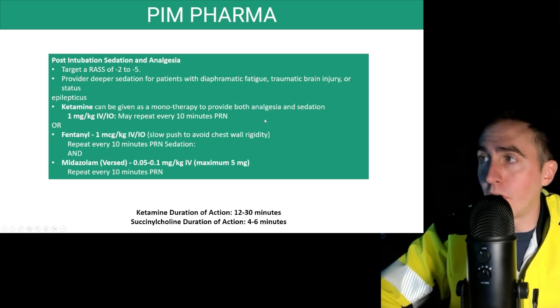So, the pharmacology that we're going to administer for post-intubation sedation. Now, we want deeper sedation if the patient has severe TBI or status epilepticus. Now, remember that we are not paralyzing these patients after we intubate them. That is not something that we should be doing. So you can use ketamine and fentanyl, or fentanyl and Versed.